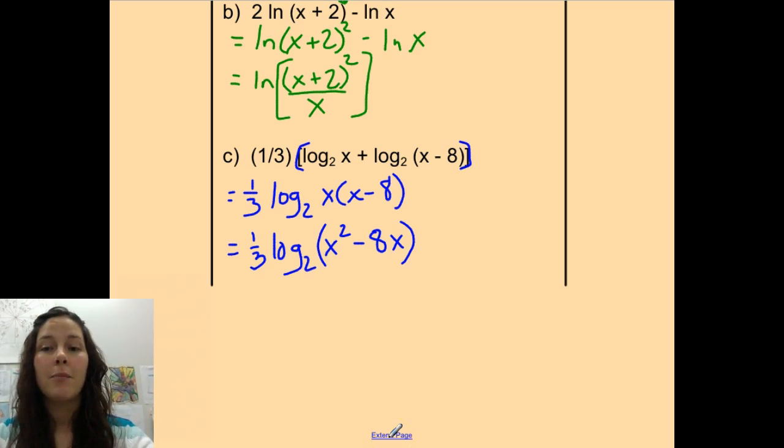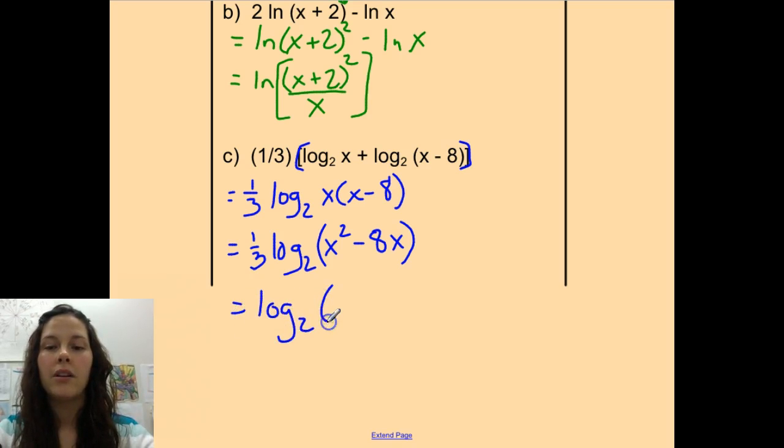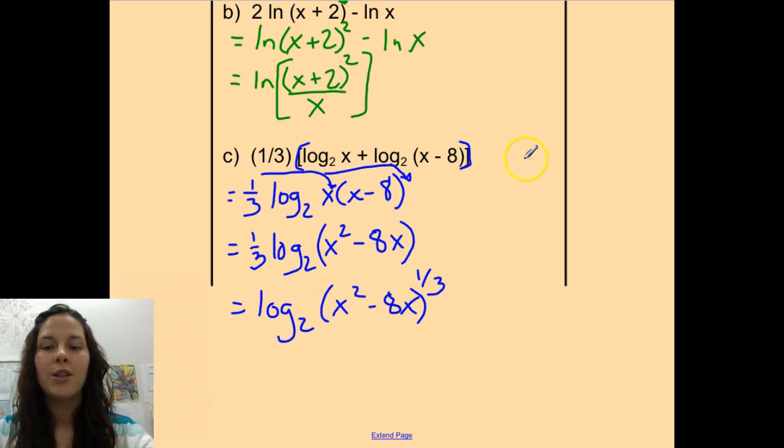For the purposes of the power, I think this is actually the easier route to go, because next when we make that 1/3 a power, we've already got it on everything. Whereas that first one, you would have to remember to distribute the 1/3 to the x as well as the 8 minus x. So in this case, we can get that 1/3 distributed all at once.